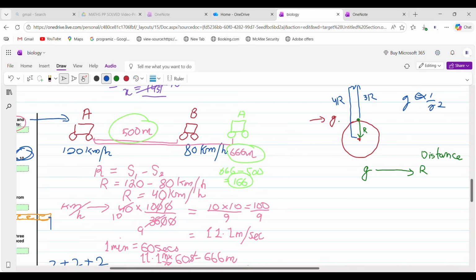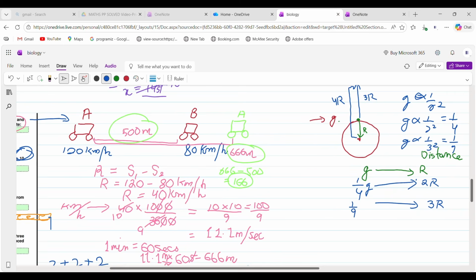So if I have my 2R here, how much would the gravity be affected? G is proportional to 1 by R square, and R is now 2. So 2 square is 4, so gravity would be decreased by 4. Okay. So when we have 3R, 1 by 3 square, which means 1 by 9. So gravity is affected by a factor of 1 by 9.